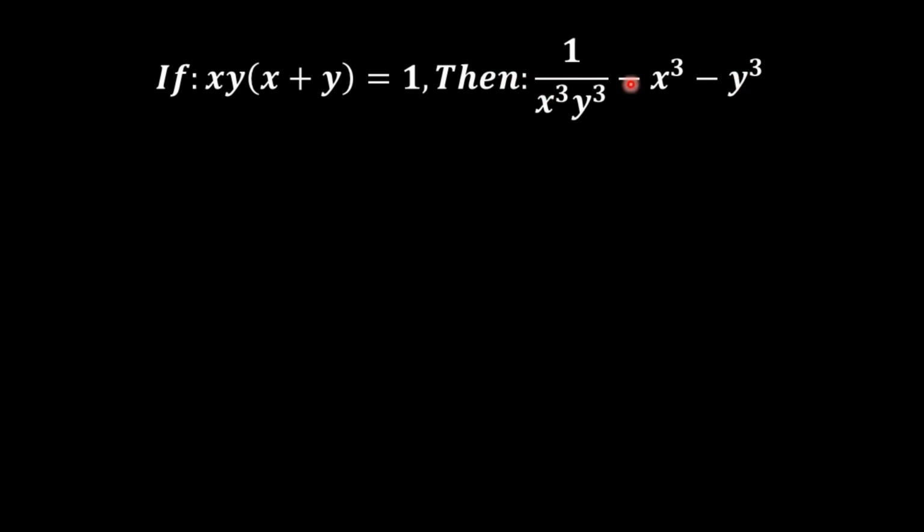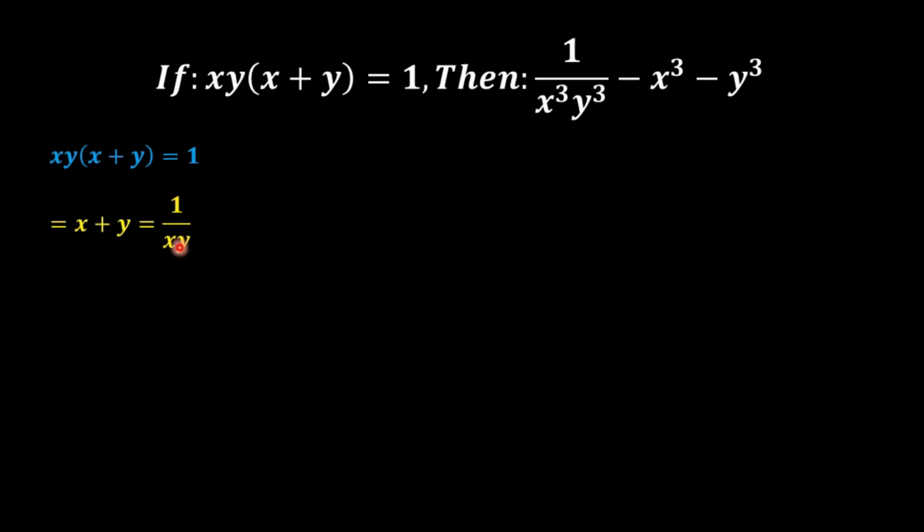In order to solve this question, first we should take the given value, which is xy into x plus y equal to 1, and here we derive the value for x plus y. As a result, we get x plus y equal to 1 over xy, because when this xy moves from one side of the equation to the other side, we get x plus y equal to 1 over xy.